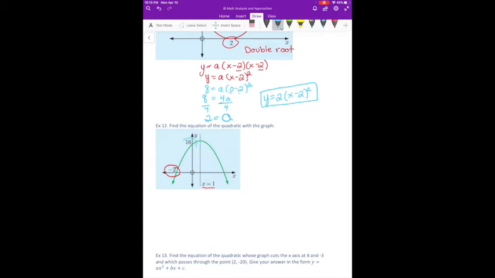Alright, my y-intercept. So for this one, we are also going to use factored form. Now you might be asking yourself, why are we doing factored form, or screaming at me through your computer screen? Because you don't know the other y or x-intercept. Well, we're going to find the other x-intercept. Okay, so factored form again is y equals a times x minus p times x minus q.